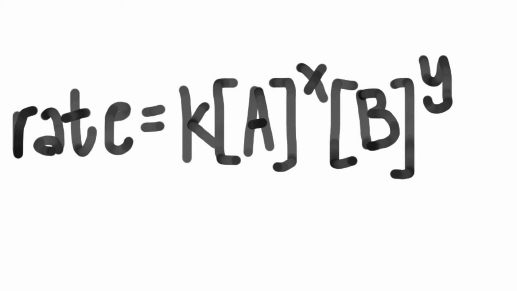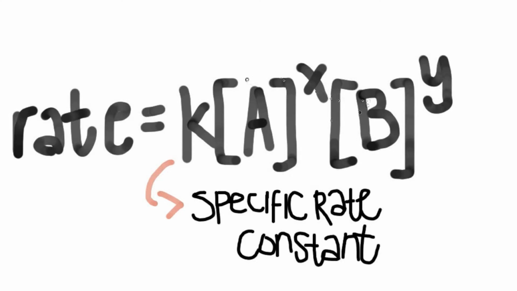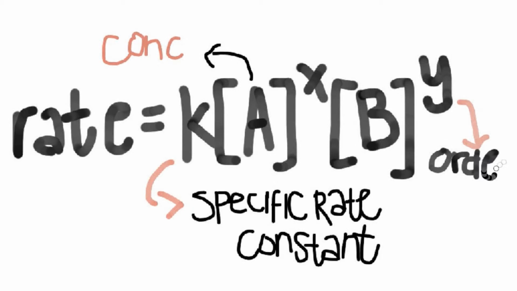The rate of a reaction at a constant temperature varies with changing concentration. This could be denoted by the rate law expression, often called the rate law. Rate is equal to k times A raised to x times B raised to y, where k is the specific rate constant, A and B are the concentrations in molar, and x and y are the orders of the reaction.